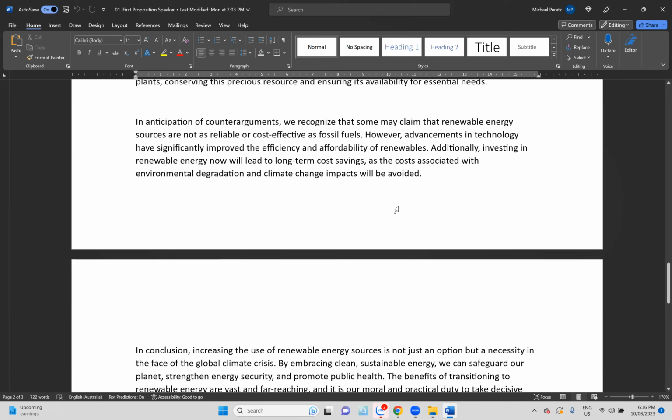And as well as that, the costs associated with environmental degradation and climate change impacts will be avoided. So they're saying that it's going to be better for the environment, and we're going to reduce the effects of climate change by adopting green energy.